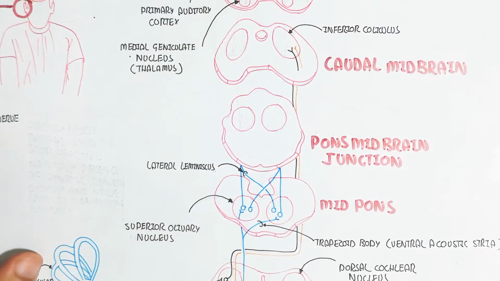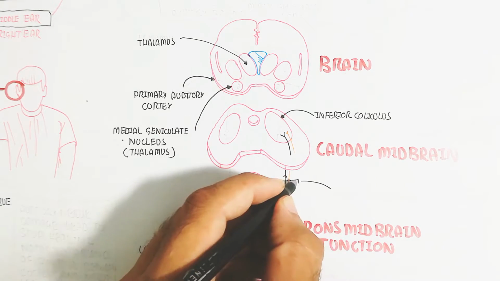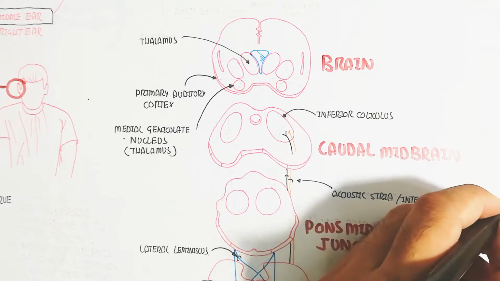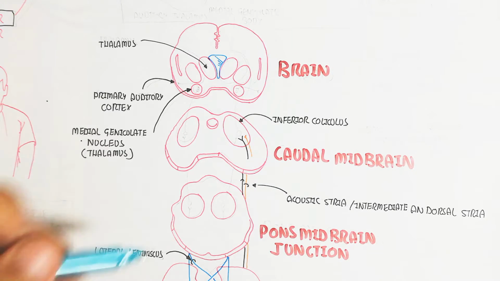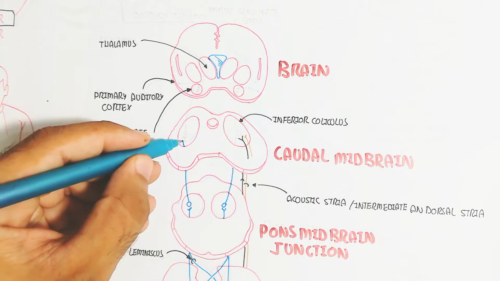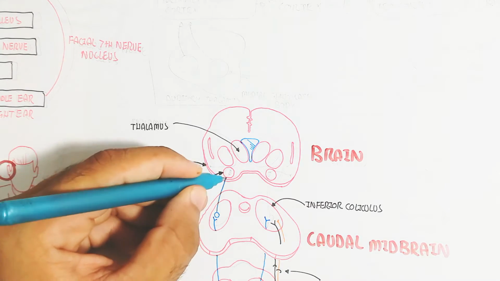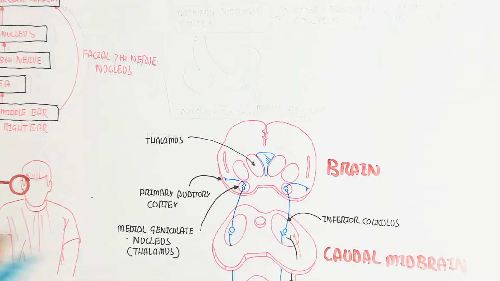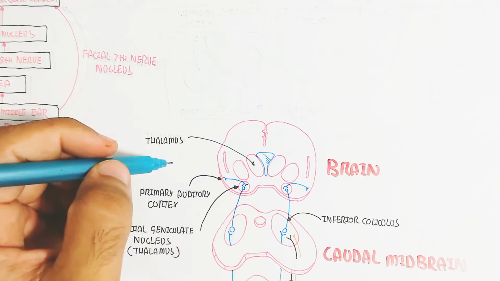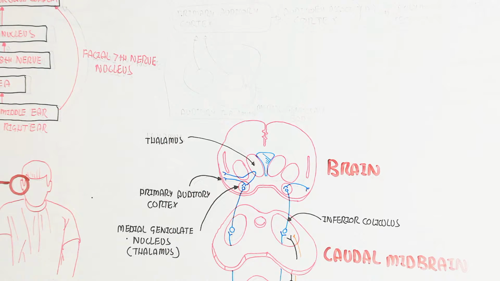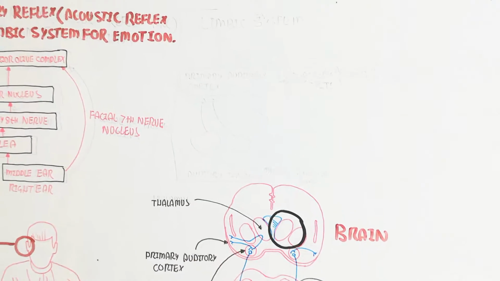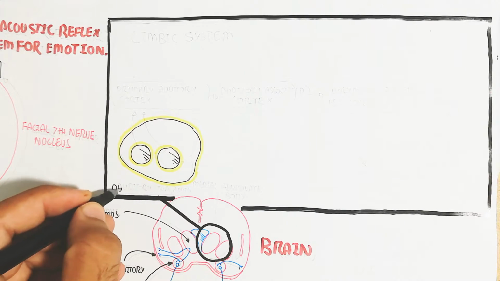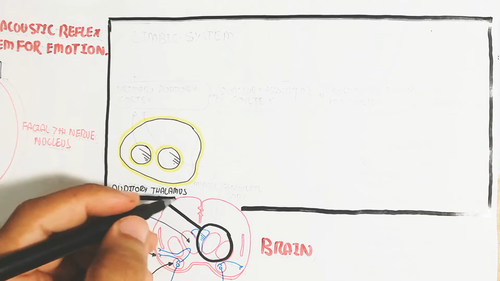This is another pathway. Here the acoustic stria and intermediate dorsal stria containing nerves go up directly to the inferior colliculus. This will lead to additional nerves. These additional nerves basically help interpretation, so if the left ear feels, the right ear will process the voice more efficiently. Here is the primary auditory cortex after the medial geniculate nucleus of the thalamus, which integrates and transmits the signal to the primary auditory cortex.